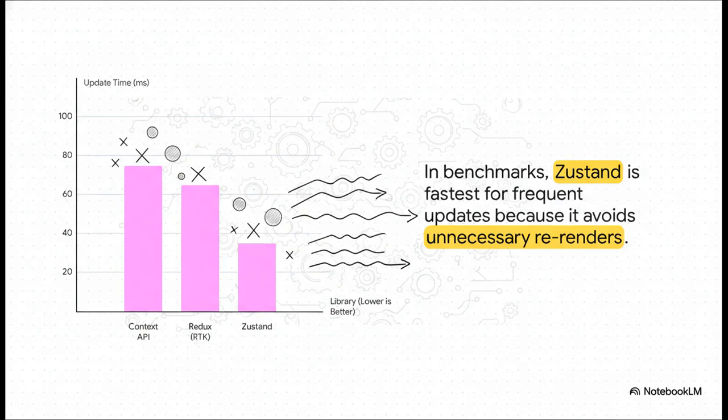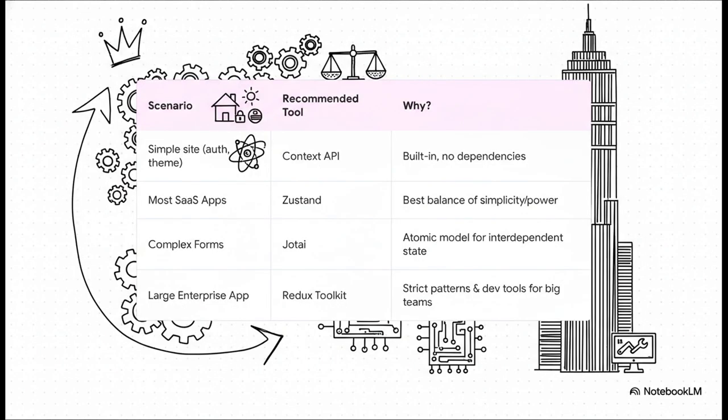And what about raw speed? This is fascinating. In benchmarks that hammer the state with frequent updates, Zustand is the clear winner. It's nearly twice as fast as Redux Toolkit and way faster than Context. And the reason is that it's designed from the ground up to let components subscribe to tiny, specific pieces of state. So if only one little thing changes, only the components that care about that one little thing will re-render. It's incredibly efficient.